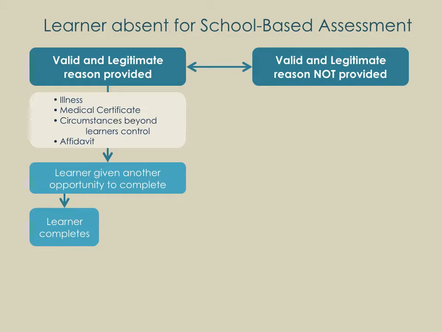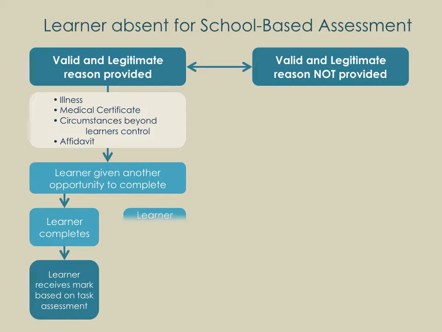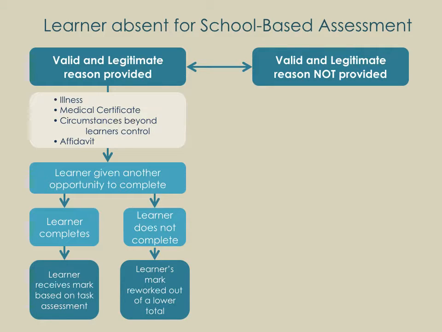So where the learner comes and completes the task, that learner receives the mark that they got for that task. So there's no change in marks. It's not marked out of a different amount. The learner receives that mark. Where you have a situation where the learner doesn't complete the task, for example, you might have the learner absent for the entire term, in which case there isn't another opportunity. In a case like that, the learner's term mark is reworked out of a lower total. So that particular task of the whole school-based assessment mark for the end of the term is excluded from the total mark.